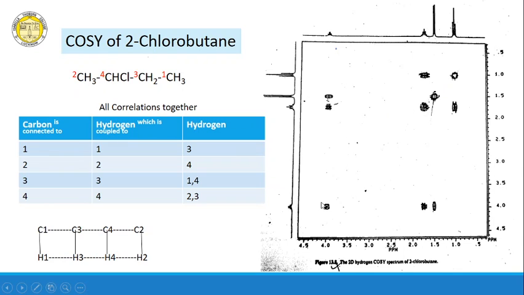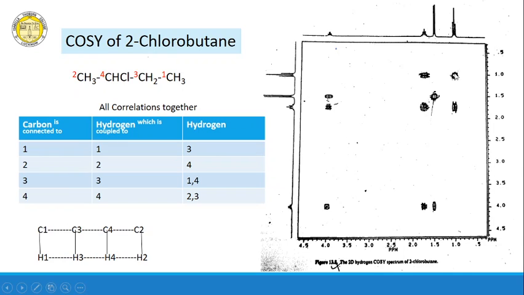So they are not important. As I had already told you, what is important is the off diagonal peaks, also known as the cross peaks. These cross peaks will tell me which two protons are linked.